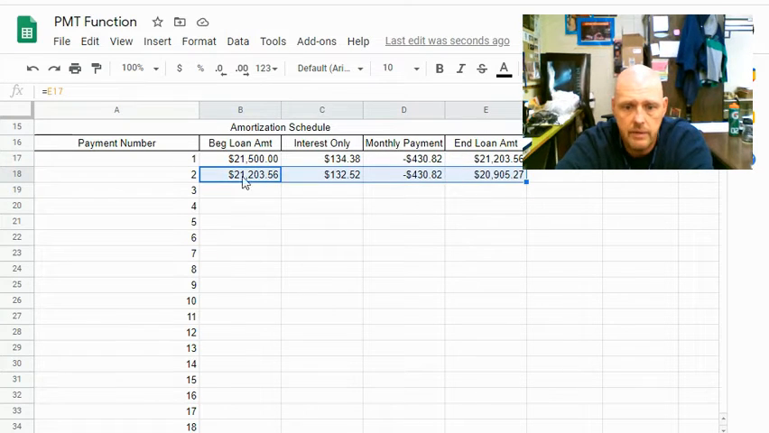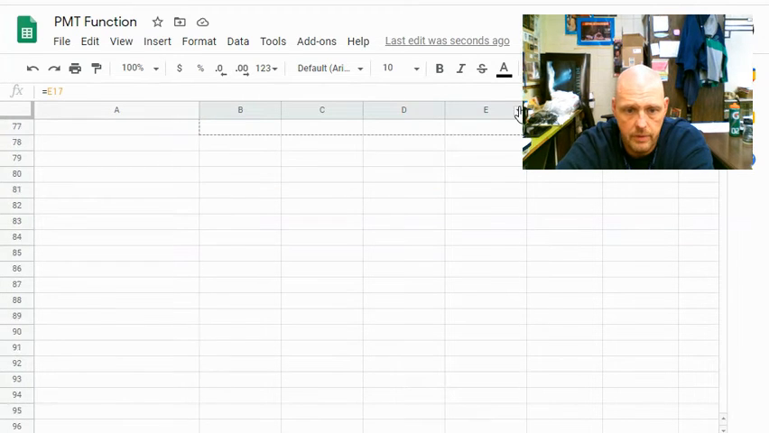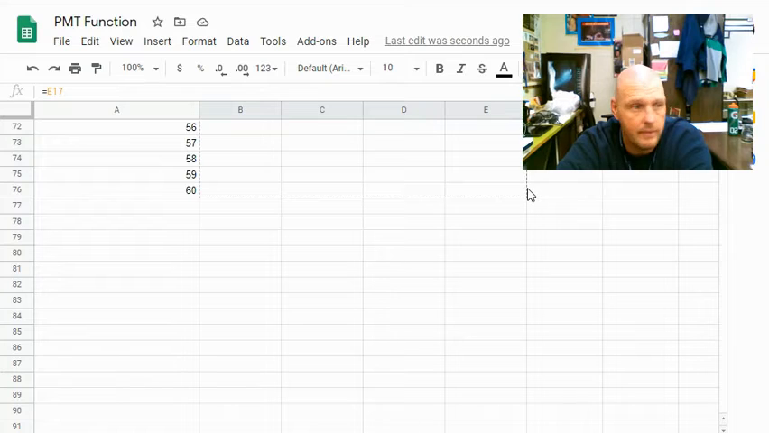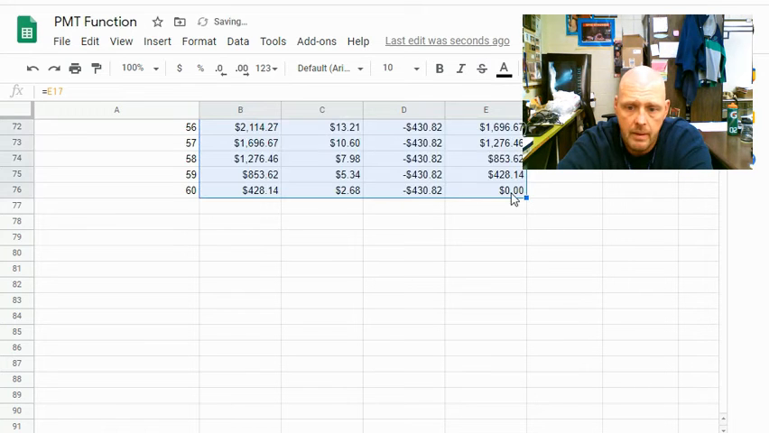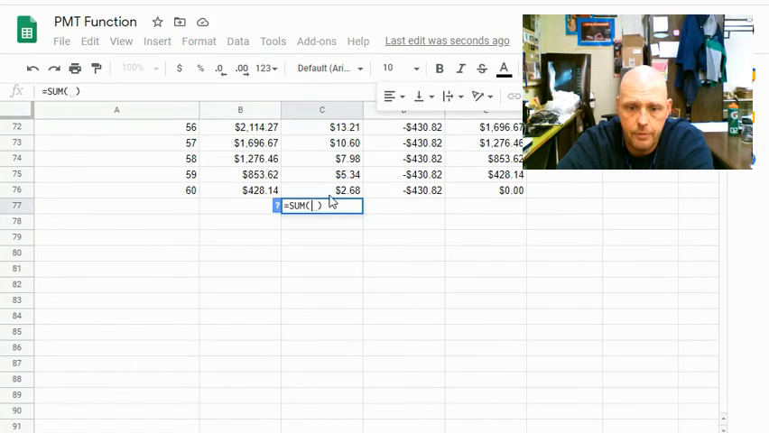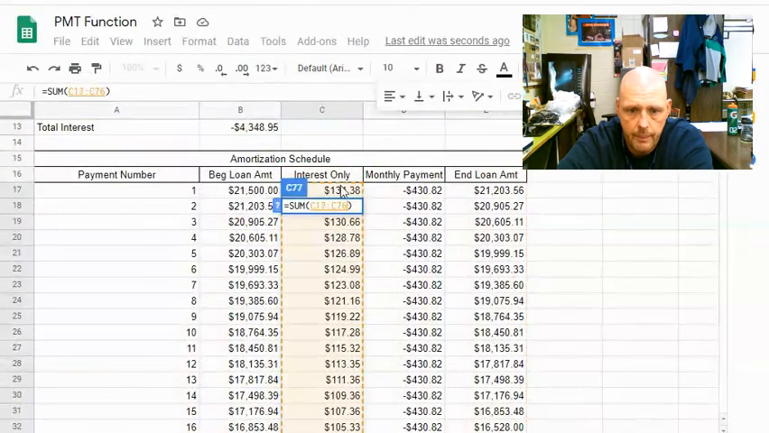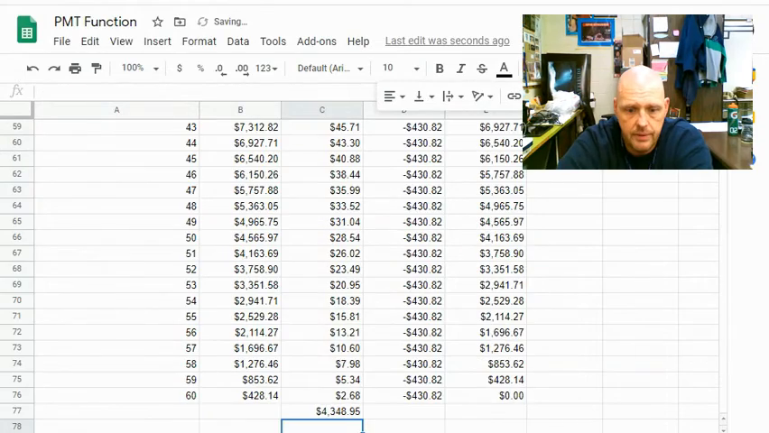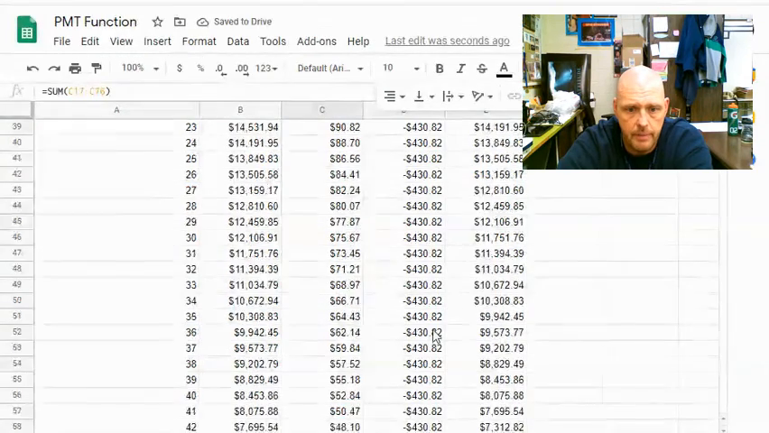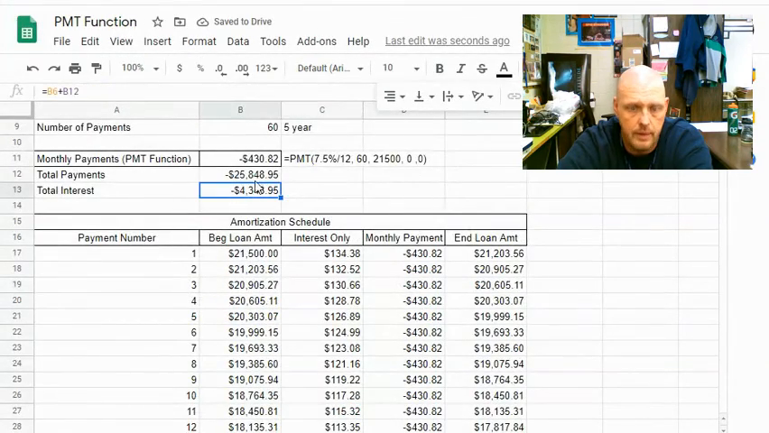Highlight all of these four numbers, right? Payment number two, its beginning loan amount, interest, monthly payment, and ending loan amount. Use my fill handle to fill those formulas all the way down to the bottom of my 60th payment. And when I get to 0, my number is good. I can finish up by adding up all of my interest payments. And in theory, that 4,300 number should match up to this 4,300 number.